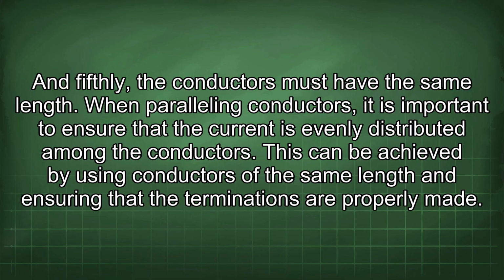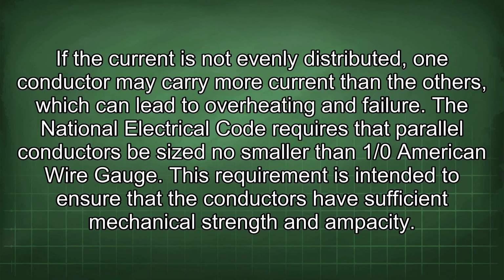When paralleling conductors, it is important to ensure that the current is evenly distributed among the conductors. This can be achieved by using conductors of the same length and ensuring that the terminations are properly made. If the current is not evenly distributed, one conductor may carry more current than the others, which can lead to overheating and failure. The National Electrical Code requires that parallel conductors be sized no smaller than 1/0 American wire gauge. This requirement is intended to ensure that the conductors have sufficient mechanical strength and ampacity.